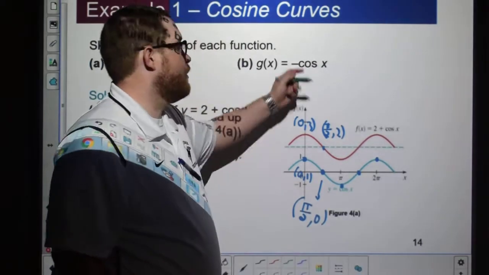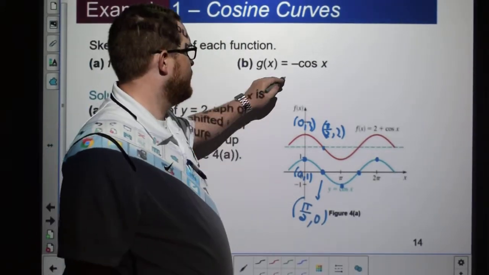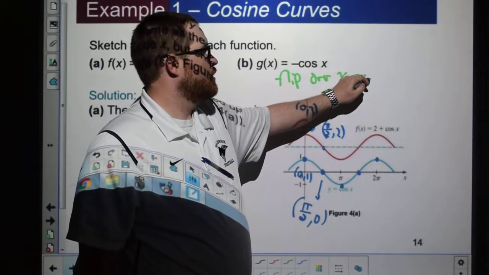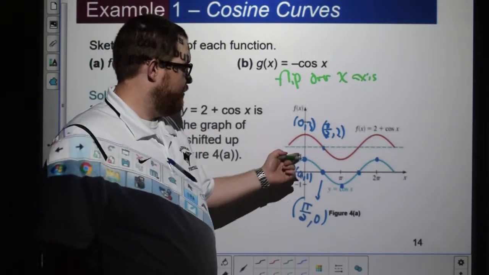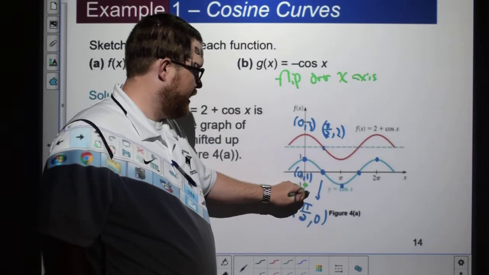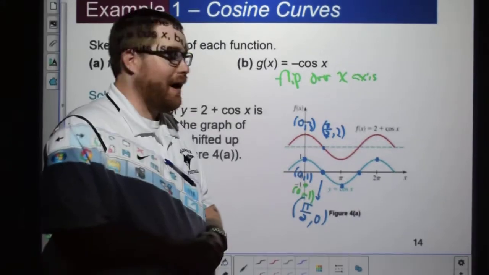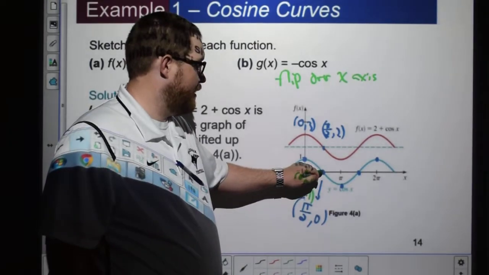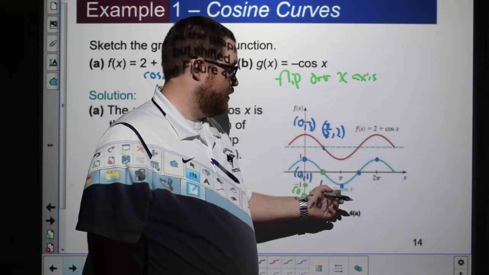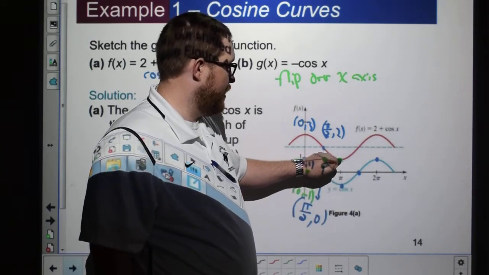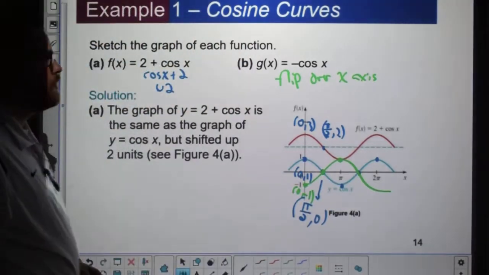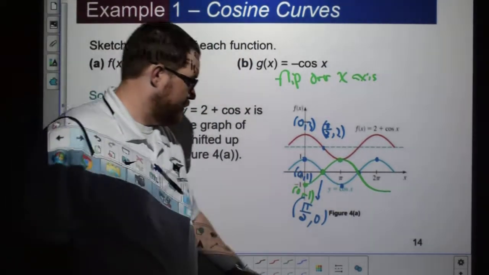They didn't draw this graph in, but negative cosine x is a flip or a reflection over the x-axis. So we're just going to draw that in really quickly. If I reflect (0, 1), I'm going to be at (0, -1). If I reflect (pi over 2, 0), I'm still going to be at (pi over 2, 0). This is (pi, -1), which will flip up to (pi, 1). And you can see the shape is just a reflection of the original one. So those are the easy ones: up, down, and flip.